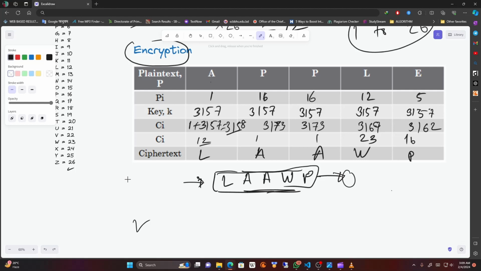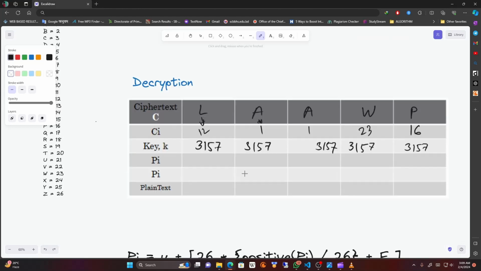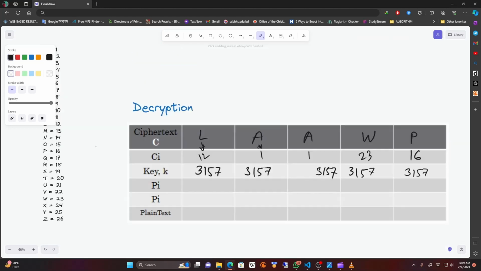Okay, so let's do our decryption algorithm, where we will use LAAWP as our ciphertext and 3157 as our key. So we put down LAAWP as our ciphertext and 3157 as our key. Now let's put down the index values of LAAWP. They are 12, 1, 1, 23 and 16.